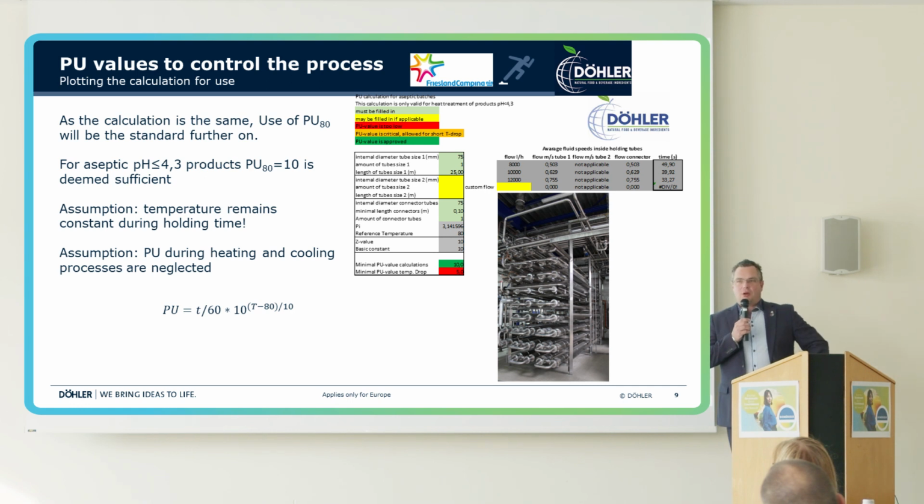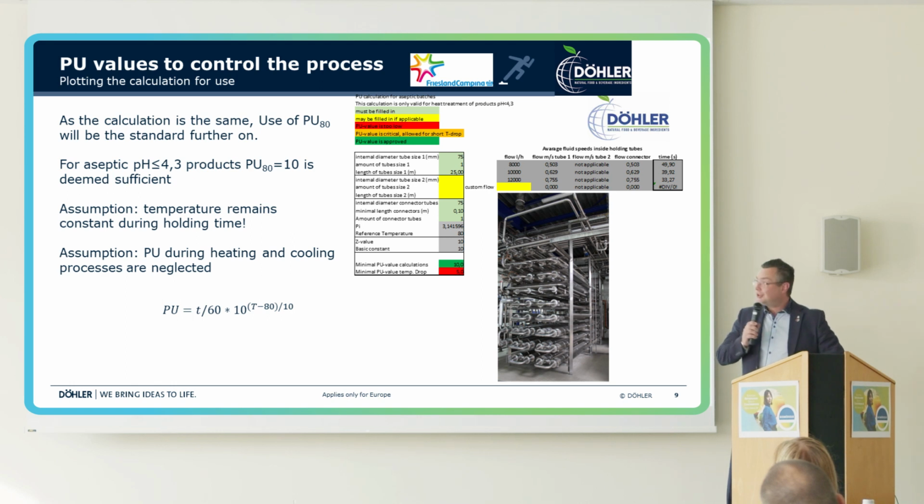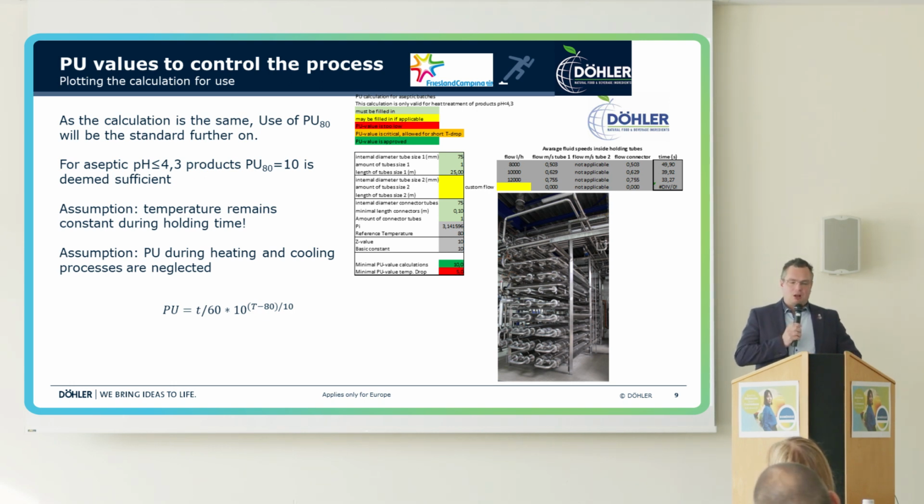So, how do we make our production line smart? Well, if I would have a tubular heat exchanger, like this example, then my holding tube has a specific length and a specific diameter. In this example, it will be an internal diameter of 75 millimeters and a length of 25 meters, which can be divided, for example, into 5 times a 5 meter tube. And then you can also include the connectors. This means that at approximately 8,000 liters, I have a holding time of almost 50 seconds, and at 12,000 liters, I have a holding time of 33 seconds.